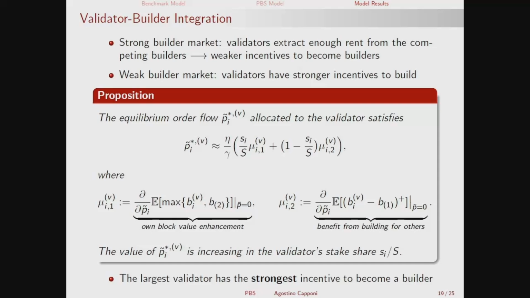If we have a stronger builder market, then both of these bids will go up. If both of these bids go up, then the marginal value from building your own block as a validator, as well as the marginal benefit of building blocks for other validators, is going down. And if it's going down, that means that the value of the order flow provider in allocating order flow to validator i is increasing in the share of this validator. So, to summarize, the validator that has the strongest incentive to become a builder is the largest validator, because the largest validator is precisely the one for which this quantity will be the highest.